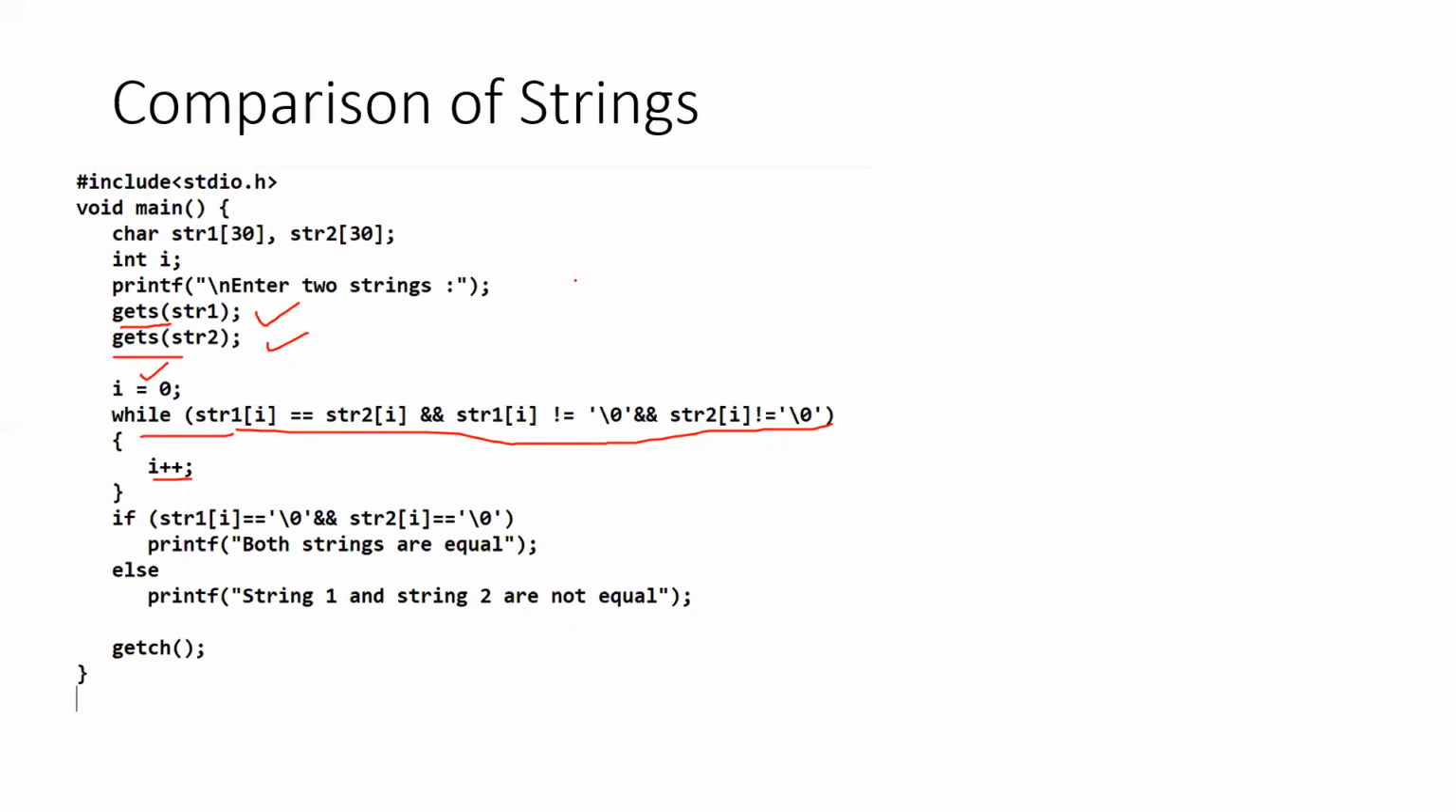So here we are using gets for accepting the first string. First string you will be giving as BCA, and for accepting the second string you will be giving gets str2. If you want, you can give separate printf statements: printf enter the first string, then use gets, then printf enter the second string, use gets str2.